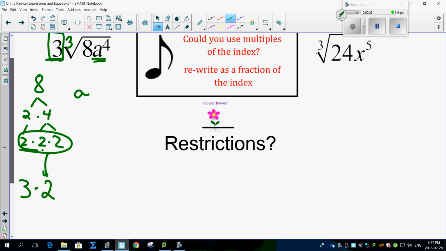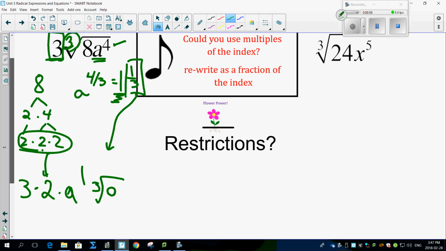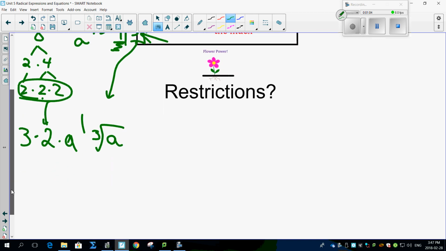Now start attacking this. That's a to the power 4 to the root of 3. That's 4/3. If you think about that, that equals 1 and 1/3. So in other words, you've got a out with a 1. So a with a 1, okay, right? And you've got 1 a left under the 3 radical sign. Okay, so clean this up now. 3 times 2, that's 6 times a is a cubed root of a, and that's how it works, right?